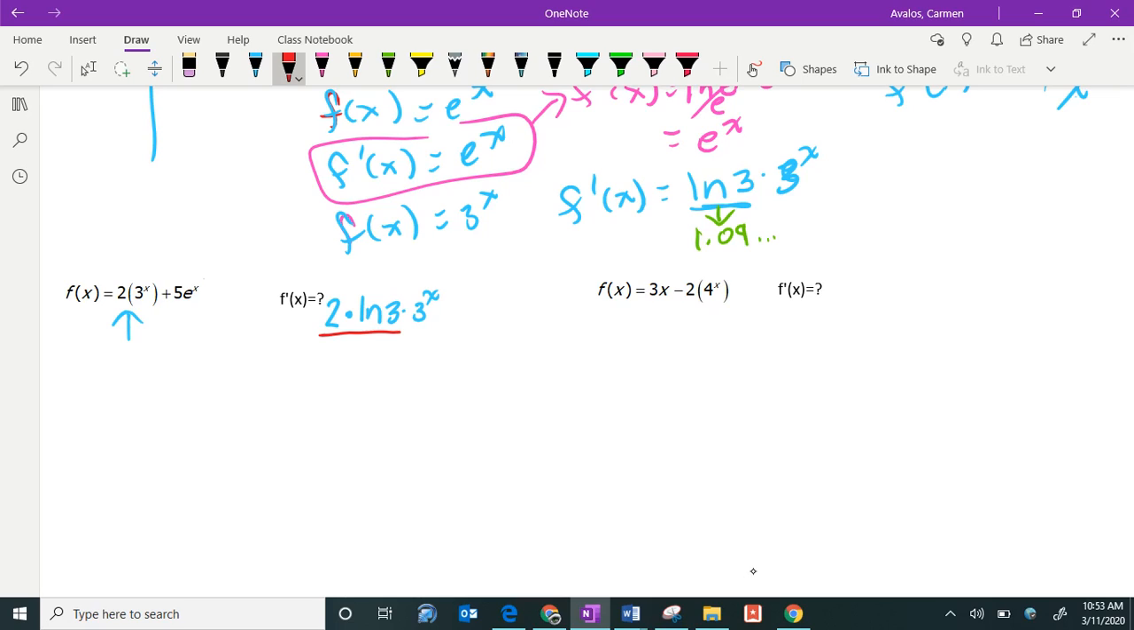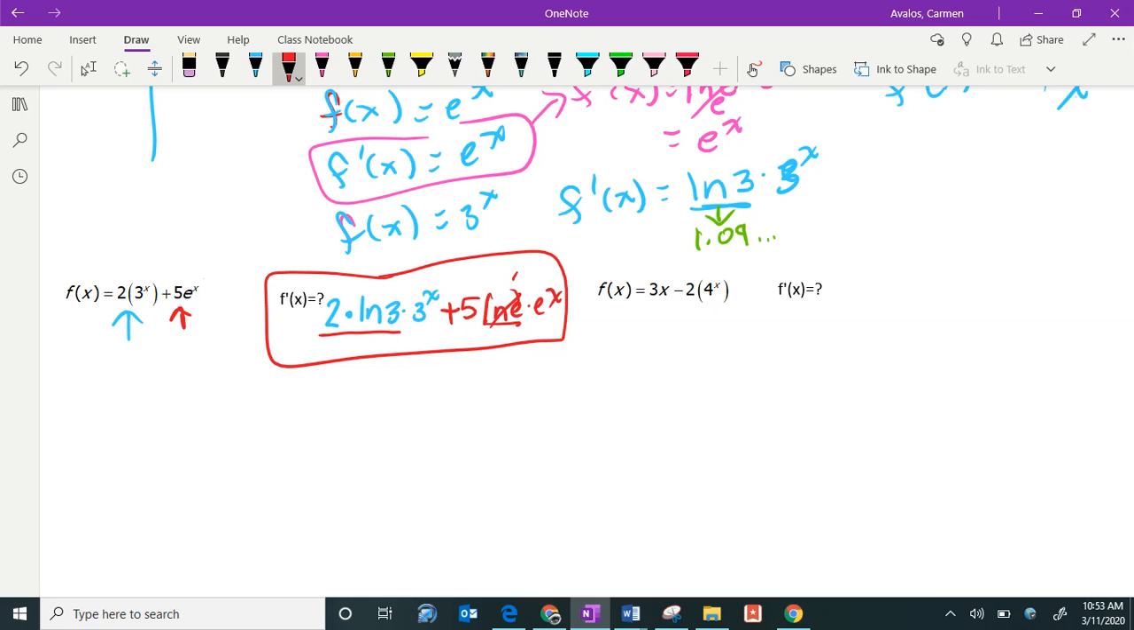The derivative of the second term is going to be plus 5, the coefficient, and then we take the derivative of e to the x. E to the x is a function, because it has x as a variable; it's not a constant. So it's going to be ln of e times e to the x. You could skip this step. ln of e is just 1. So we're just going to get 5 e to the x. So the derivative is just that.